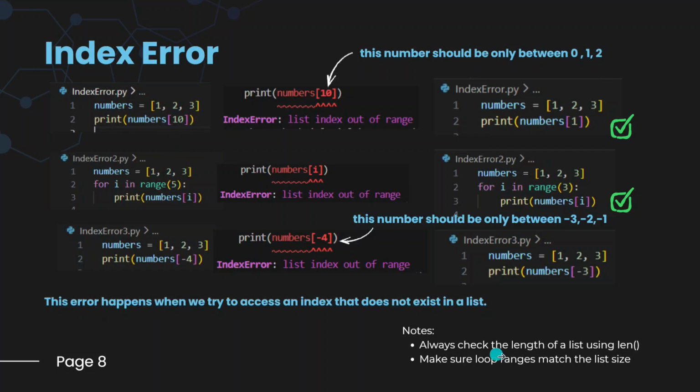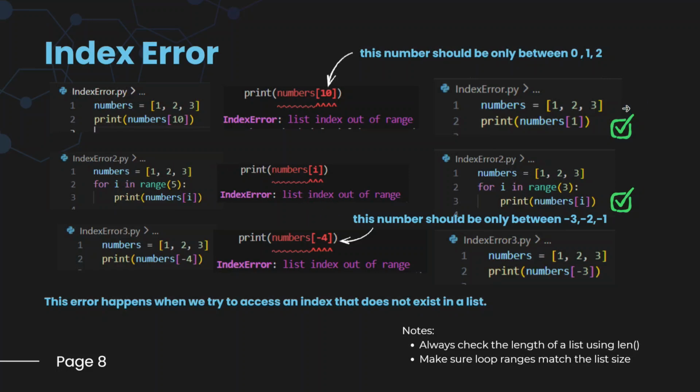So to fix that, we can always use len to check the size of the list before accessing it, so we can understand the range of the list, the length of the list.